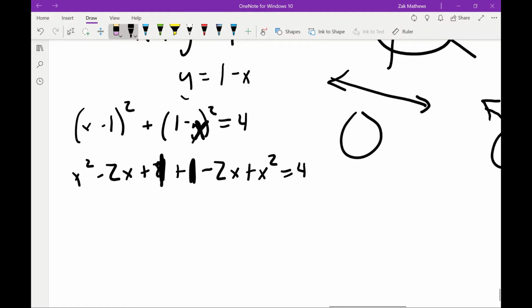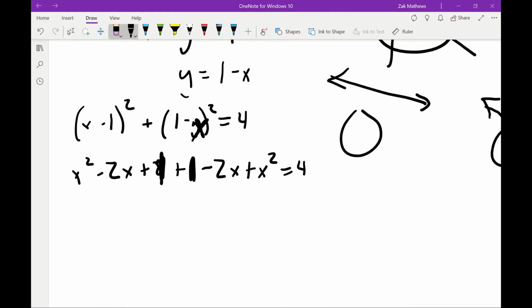So now I'm going to simplify. We have an x squared and an x squared, that is a 2x squared. We have a negative 2x and a negative 2x, that is a negative 4x. We have 1 and 1 will give me 2. That's equal to a 4.